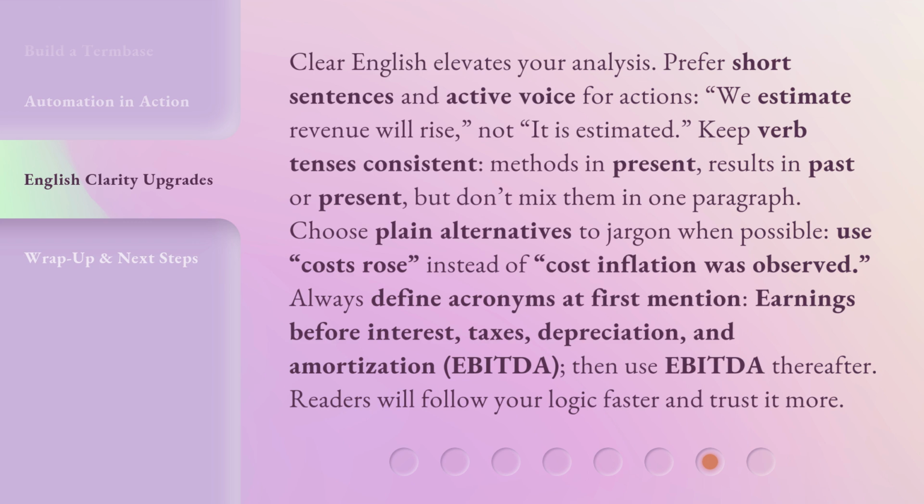Choose plain alternatives to jargon when possible. Use costs rose instead of cost inflation was observed. Always define acronyms at first mention: earnings before interest, taxes, depreciation, and amortization, EBITDA. Then use EBITDA thereafter. Readers will follow your logic faster and trust it more.